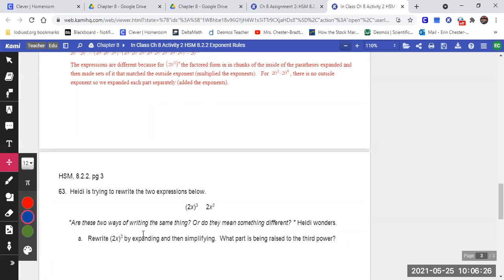Two x with 3 sets. Yes. Okay. So I'm going to put 2x, 2x, 2x, right? Now, I told you before, what exponent's there that we don't see? One. So I'm going to go in and I'm going to put those exponents in here.